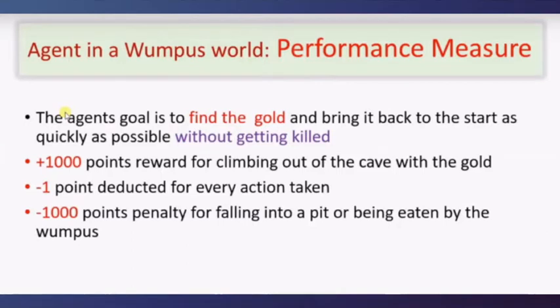There is a 1,000 point penalty for falling into a pit or being eaten by the Wumpus, which means 1,000 points will be taken. How can you fail? You can fail in two ways: you can fall into the pit, or you can be eaten by the Wumpus. So that particular monster can eat you, or you can go into the pit. In both cases, there is a penalty.